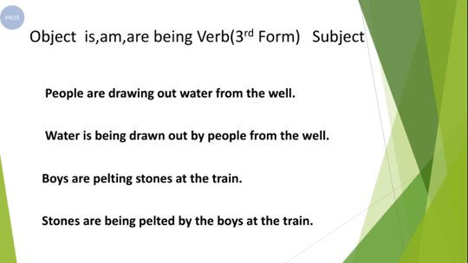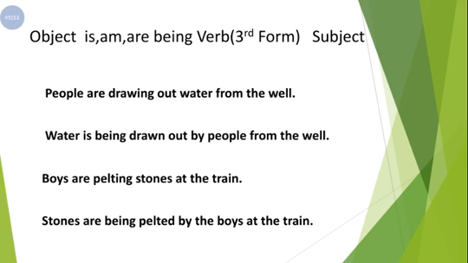And in passive sentences we write the object in the start of the sentence. So to make the passive of present continuous tense, you will follow this structure. First, you will write the object.